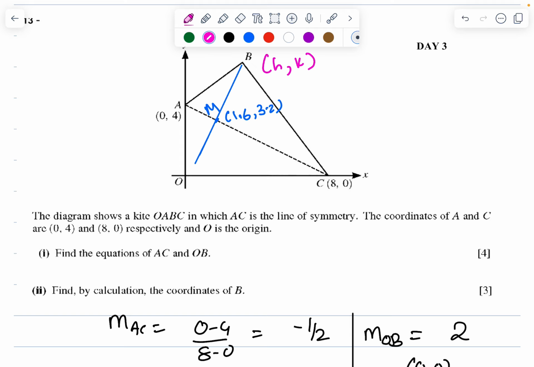Then the two lines or the two diagonals will intersect at the midpoint, which is 1.6 comma 3.2. Now I need to calculate the values of H and K.